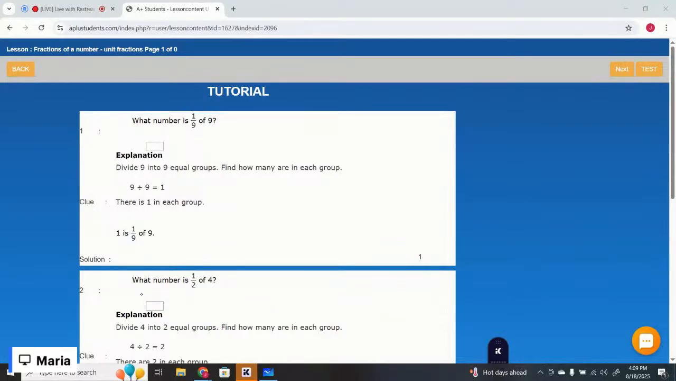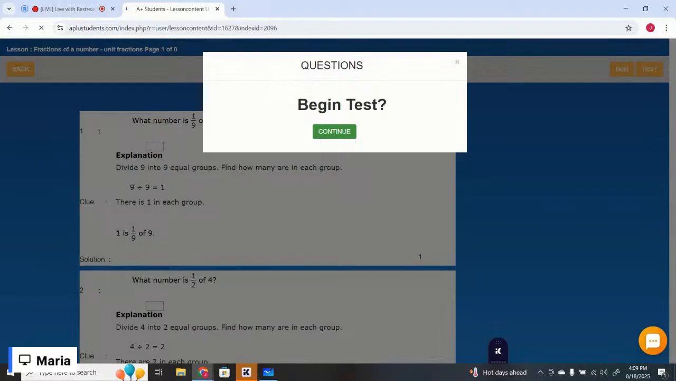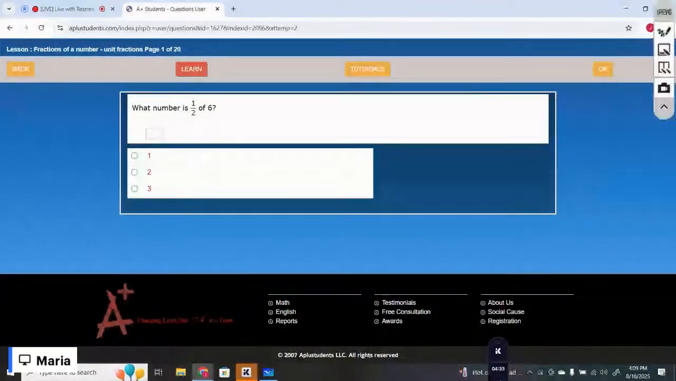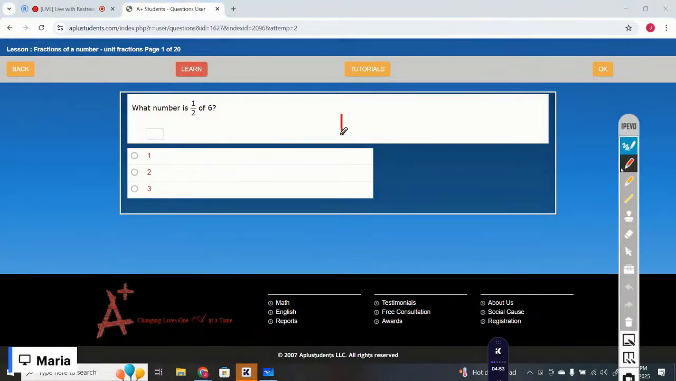Let's just start with the test questions. What number is 1 by 2 of 6? So you have to do 1 by 2 times 6. You need to do numerator times numerator and denominator times denominator. So 6 times 1 is 6 and 2 times 1 is 2. Now we need to divide 6 by 2.